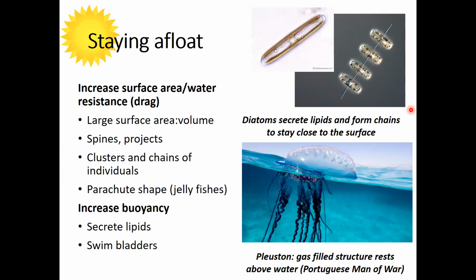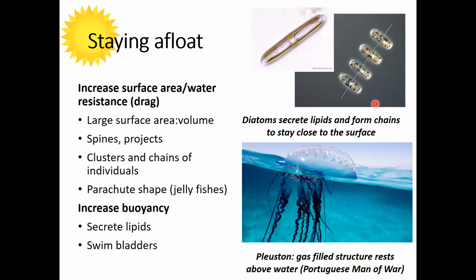So there are a number of different strategies that organisms use to stay afloat. They can increase their surface area, or they can increase their buoyancy. When we talked about phytoplankton, we saw all of these different shapes and sizes. Different spines and projections that these phytoplankton have can help them stay close to the surface. By increasing their surface area, by having these long spines and projections, they're better able to float.